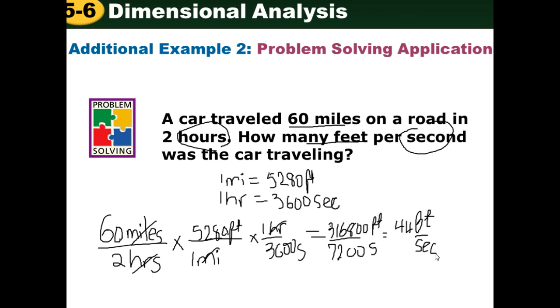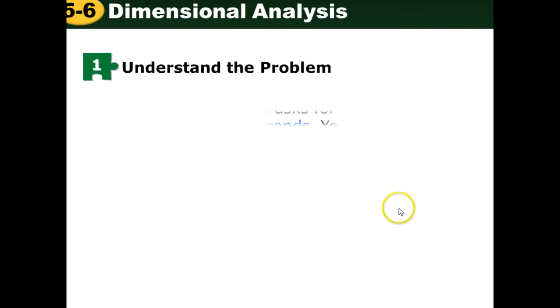Alright, so it's not that complicated once you cancel out all your units. Again, we want to put them diagonally so we can cancel the units that we do not want out. Alright, so that would be your final answer here.